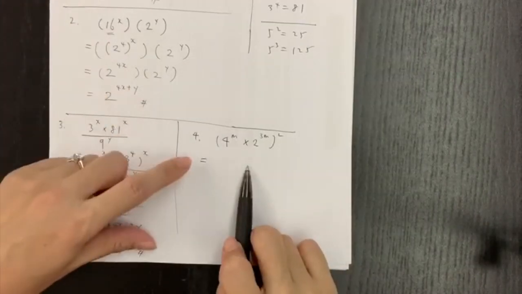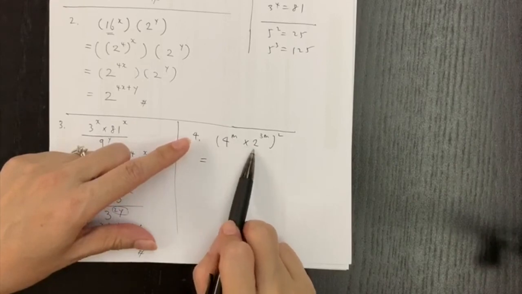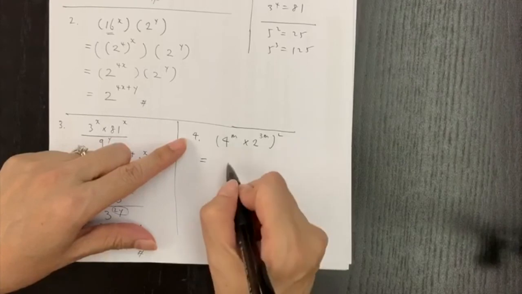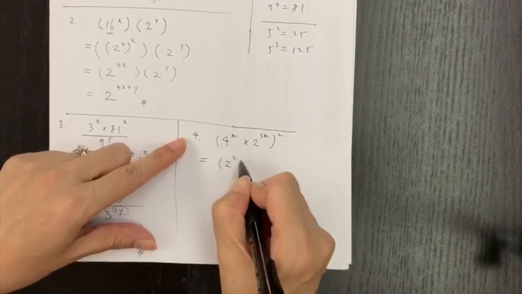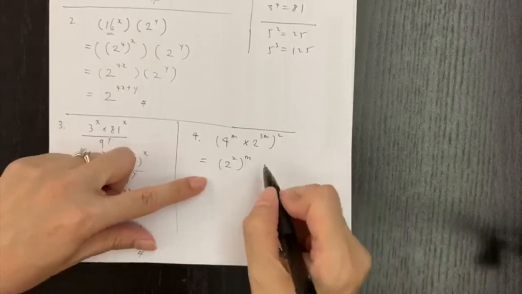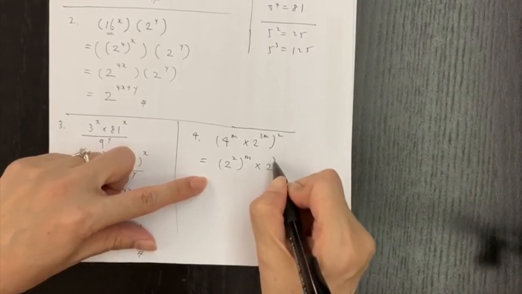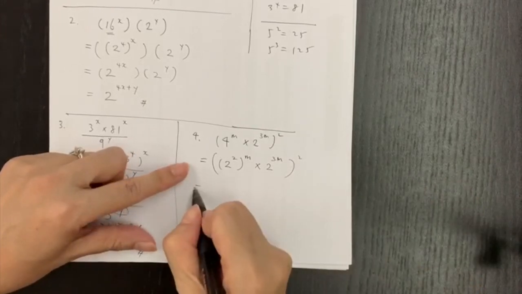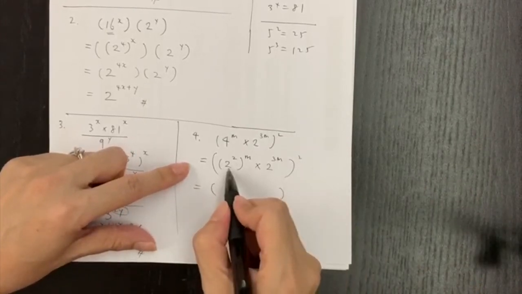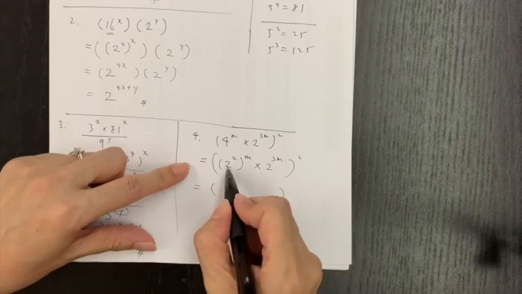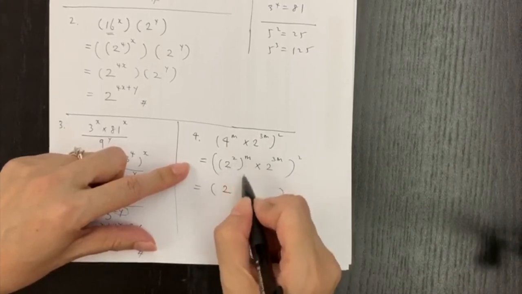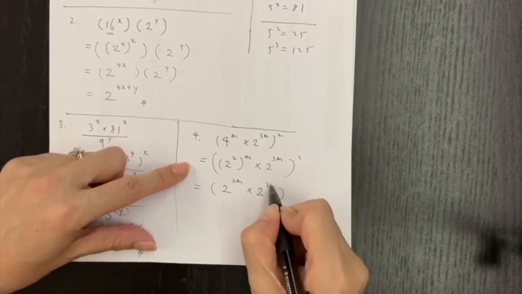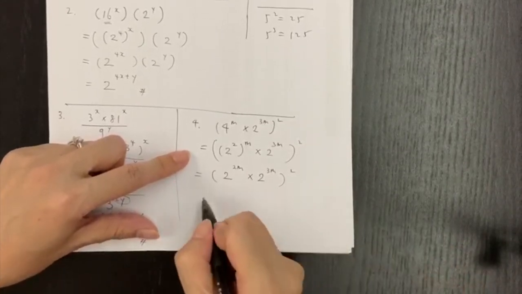Okay, so the final example, 4 to the power m times 2 to the power 3m, and the whole thing squared. Again, we change 4 into 2 squared. So this is 4, and then I have my m here, right? And then times 2 to the power 3m, and don't forget the whole thing squared. Okay, and then do it step by step. What do I have inside the bracket? So this is 2, and then 2 times m is 2m, and then times 2 to the power 3m, and then squared, right?